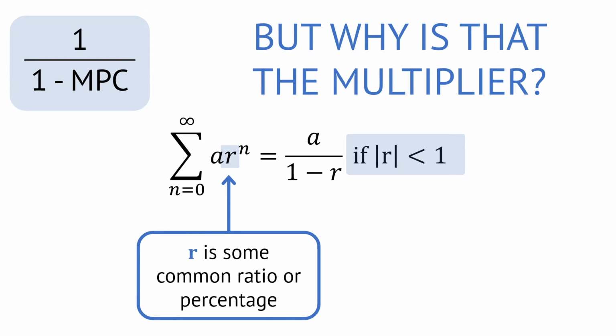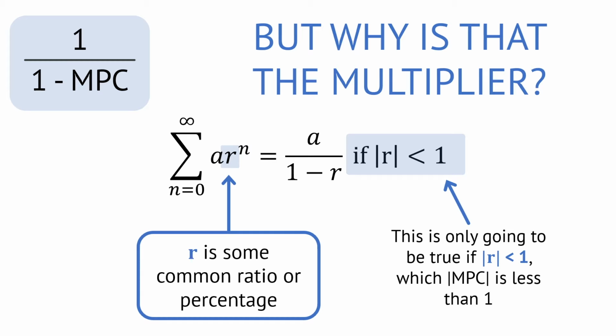Now, another thing I want to point out is this qualifier here on the end, where it says if the absolute value of R is less than 1. What this is saying is that the sum of A times R to the nth power is equal to A over 1 minus R, but that's only true if the absolute value of R is less than 1. Since R is MPC, the absolute value of that needs to be less than 1, which for us it is. So we're going to be fine there, because typically you see MPC written as 0.8 or 0.6. So this is going to be true for us, and we're good to continue working through this.